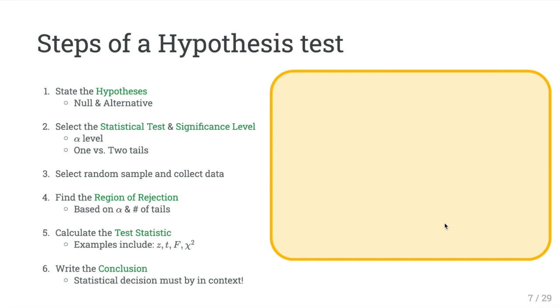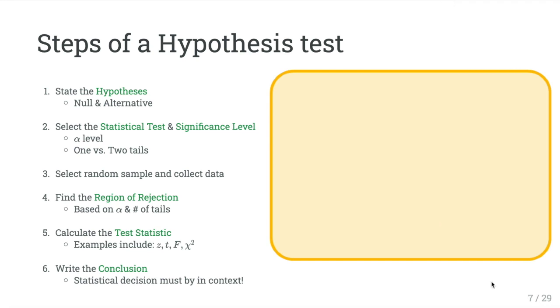The next step is going to be select a random sample and collect the data. That is generally not as statistically oriented. So in this class, that's going to be a given that you collect a random sample and you collected the data. Step 4 is find the region of rejection. And this is going to be based on your chosen alpha and the number of tails. That's basically going to say if it's past this point, we're calling it significant. If it's not, then we're calling it not significant.